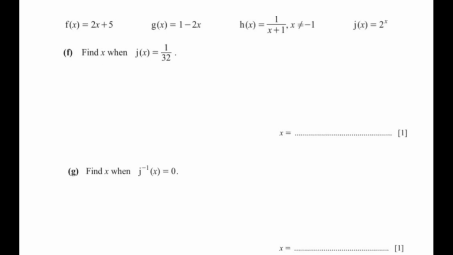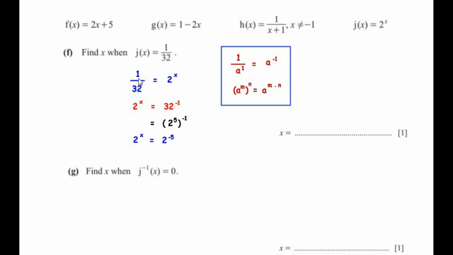Find x when j of x is equal to 1 over 32. Now we can see the j of x function is given over here. So we have to replace j of x with its value, that is 1 over 32. So here we have written 1 over 32 is equal to 2 raised to x, or we can also write it as 2 raised to x is equal to, now 1 over 32 can be written as 32 raised to negative 1 by using this law of index.